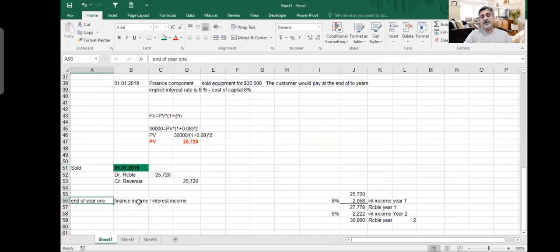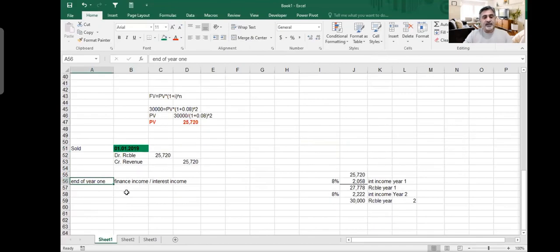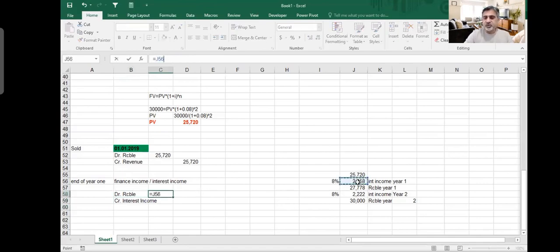Then at the end of 1 year, when 1 year has finished, I will now make this entry. I would call it debit receivable and credit my interest income. How much? This amount. This is first year interest 2058 and my interest income 2058. And now if you see how much your receivable has become in your books, now receivable is 25,720 plus 2058, which is 27,778. If I make a total of these two numbers, it will give me 27,778, which is the same here.